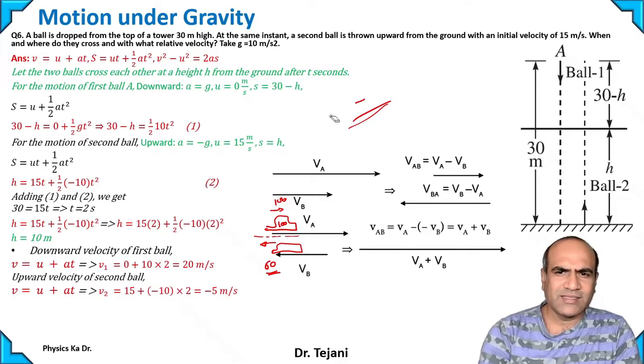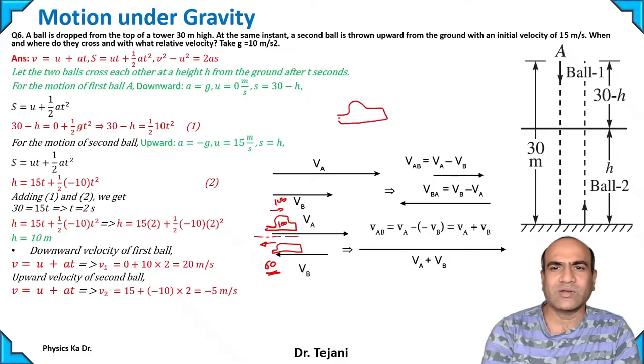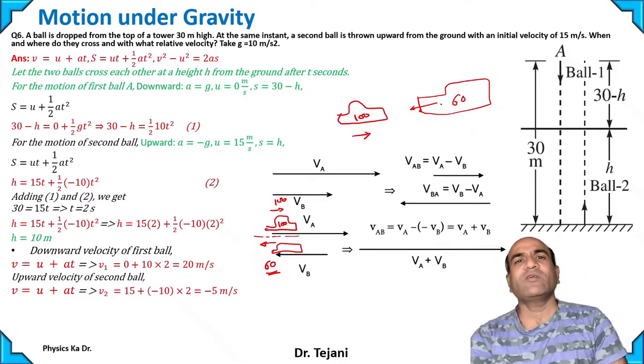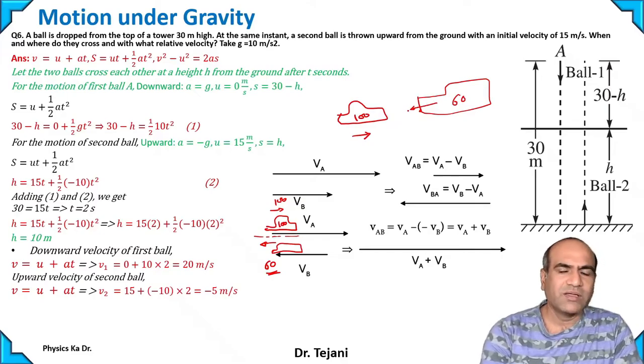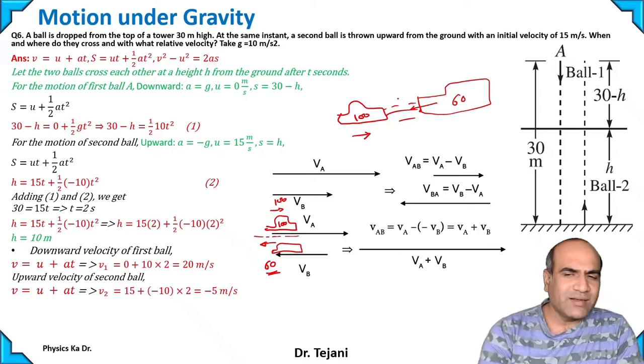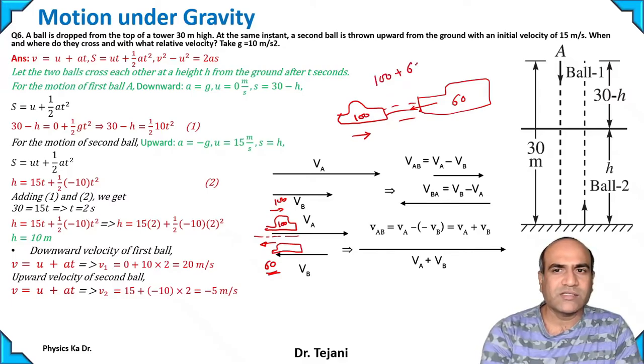Let us understand this by using another example. Say for example, you are running a car. This is your car running at 100 kilometer per hour, and an opposite truck is coming which is running at 60 kilometer per hour. We are not considering the mass factor as of now, and you have an accident. So at that time, what relative velocity do we have to consider? 100 plus 60 is equal to 160.